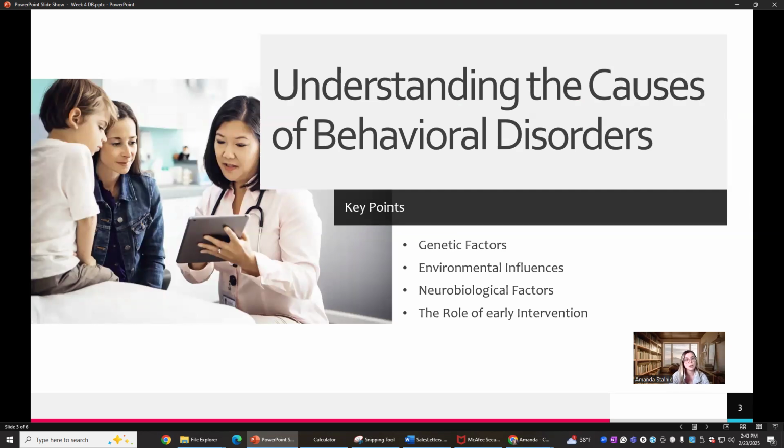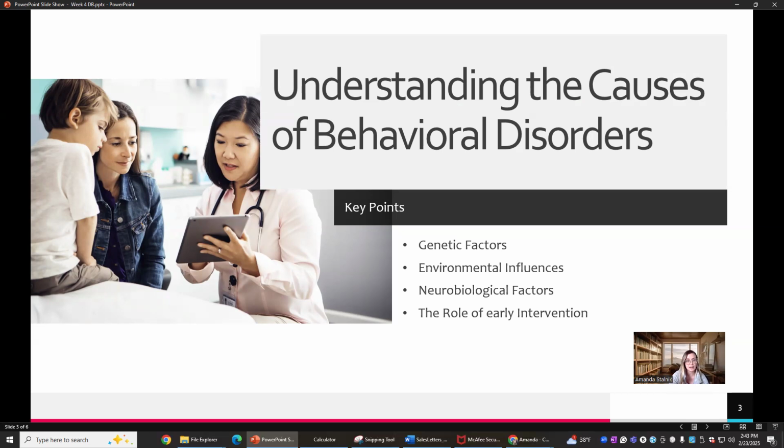Next, I want to talk about the environmental influences, which can also play a crucial role in shaping a child's behavior and development. Parenting styles are also an environmental factor. How parents discipline and interact with their children can either promote healthy behavior or contribute to the development of behavioral disorders. Inconsistent discipline, harsh punishment, or a lack of structure at home can increase the likelihood of conditions like ODD or conduct disorder.